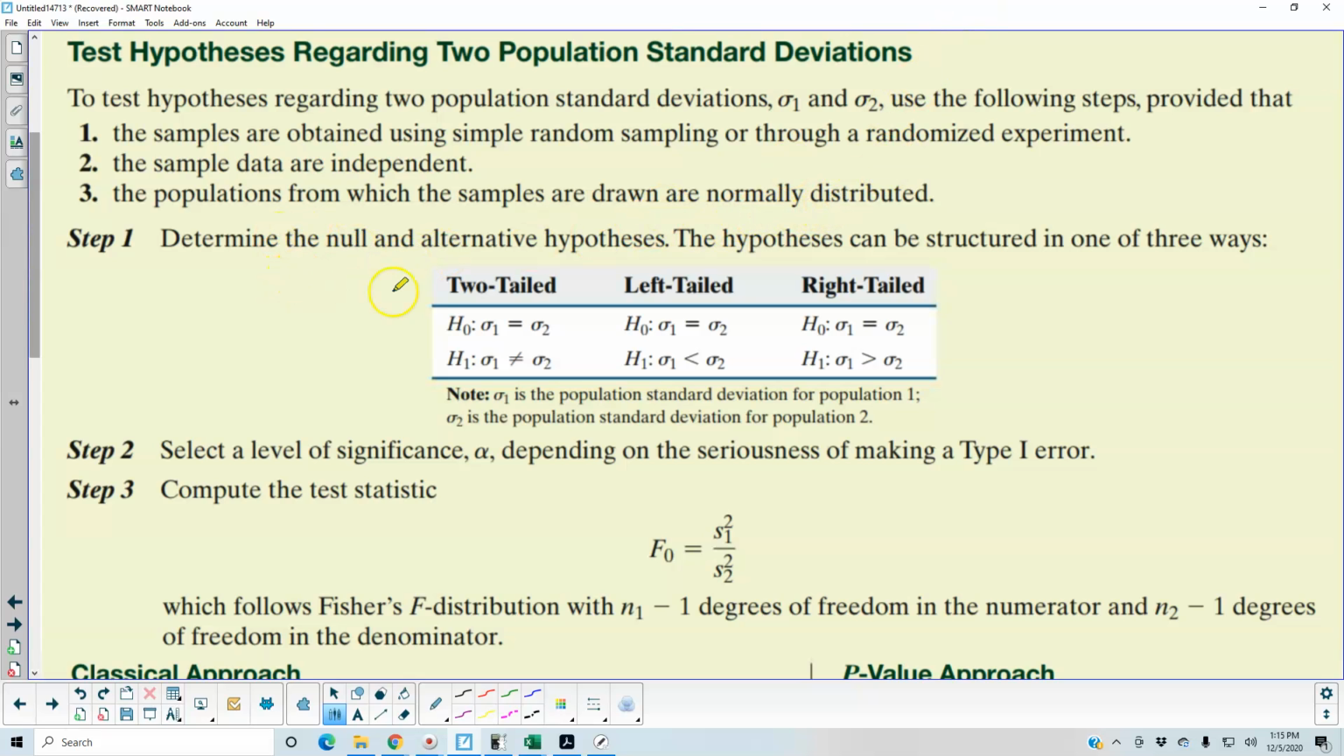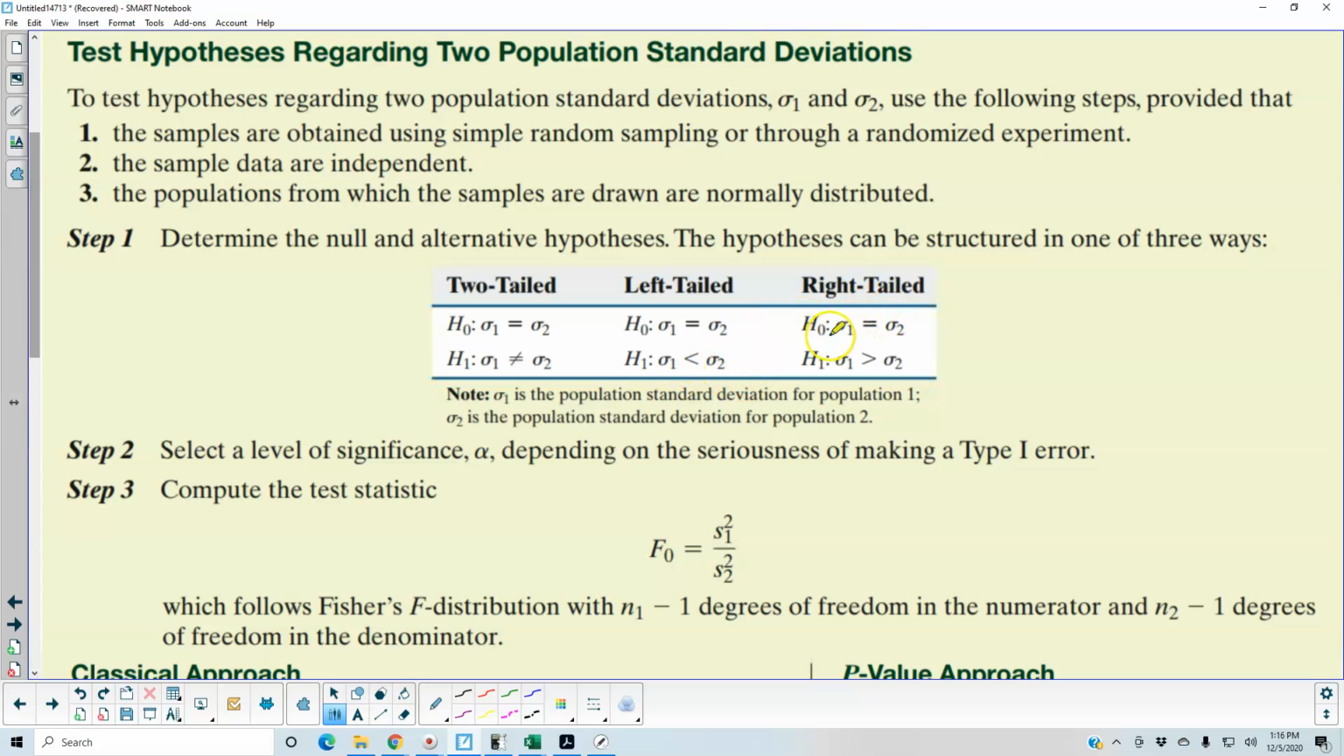Step 1, determine the null and the alternative hypotheses. The hypotheses can be structured in one of three ways. If we have a two-tailed test, the null hypothesis is population standard deviation 1 is equal to population standard deviation 2. The alternative would then be not equals. For the left-tailed test, the null again has the equality, but then the alternative is that population standard deviation 1 is less than population standard deviation 2.